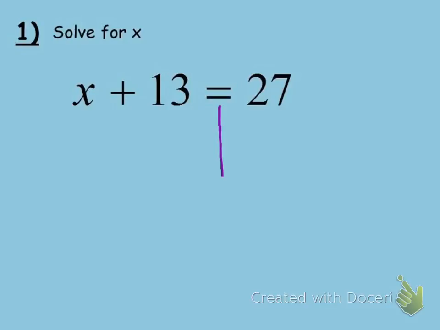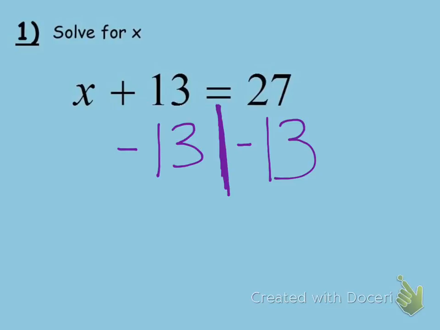Now, our next step is to isolate x. What is bothering x right now? X wants to be alone, and it's not. What is bothering the x? The 13, the plus 13. How do you undo adding 13? So I need to subtract 13 on the left. If you subtract 13 on the left, what do you need to do on the right? So on the other side of that line I just drew, I'm going to subtract 13.